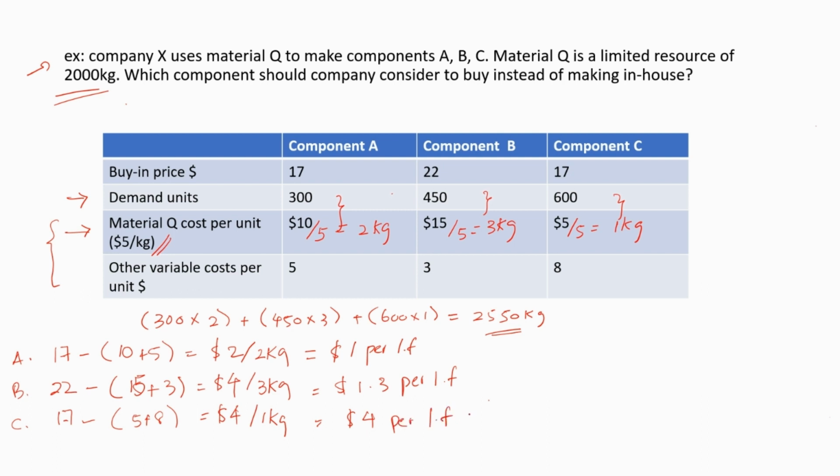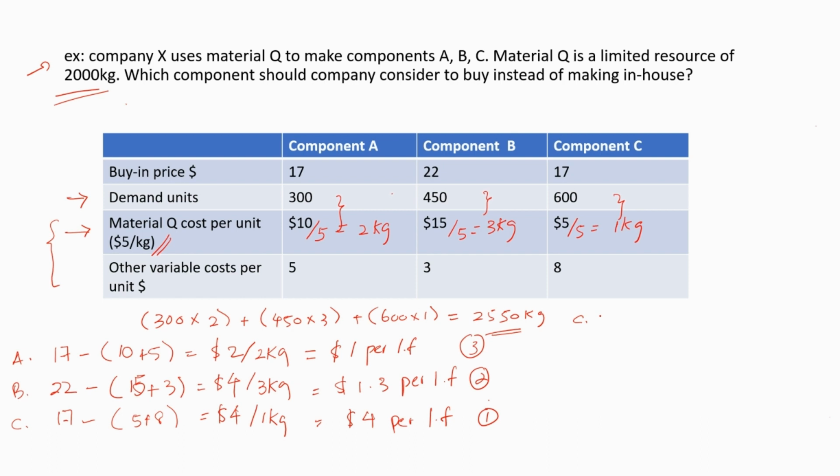Now we have to rank these values. The highest saving per limiting factor will be ranked number 1. So component C is the highest, then component B, then component A. Now let's calculate what components we have to buy from outside and how many. Let's give the priority to number 1, which is component C.